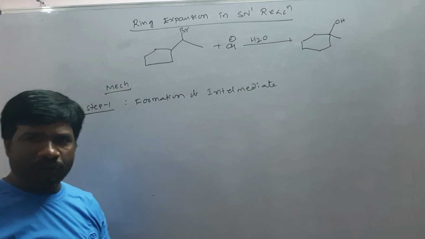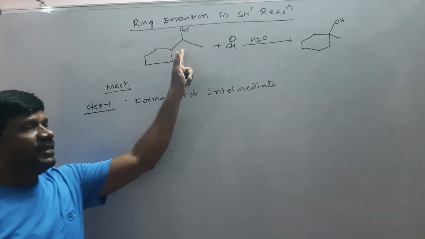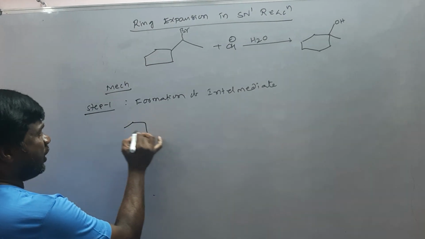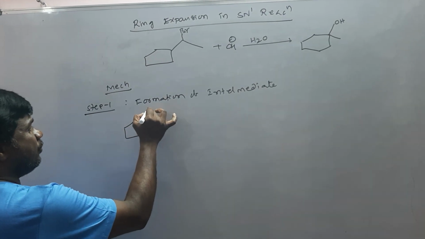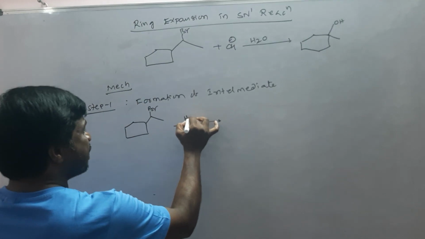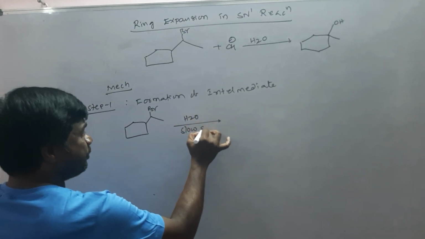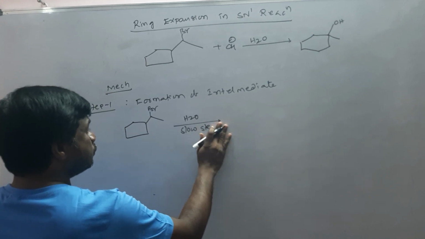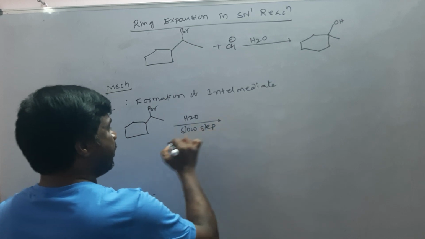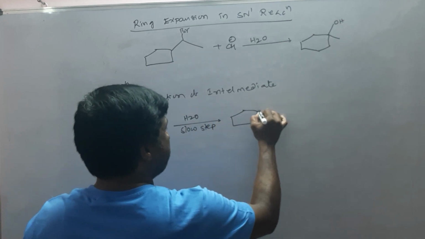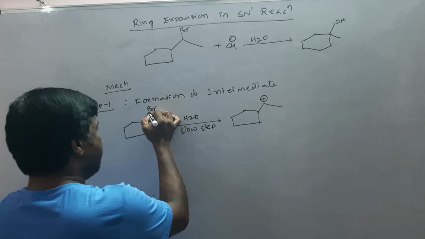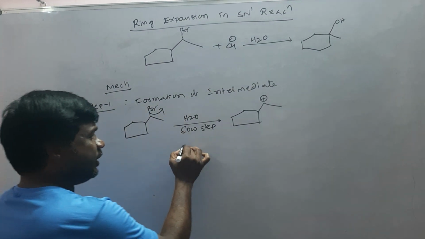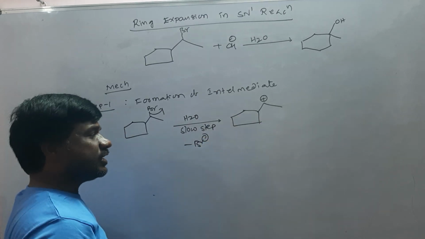Formation of intermediate means a carbocation, because ring expansion is always an SN1 reaction. So here we are taking the cyclopentyl group with the bromine, in a polar solvent. It is a slow step. First it is the loss of Br minus. So here, loss of Br minus, and this is a carbocation.